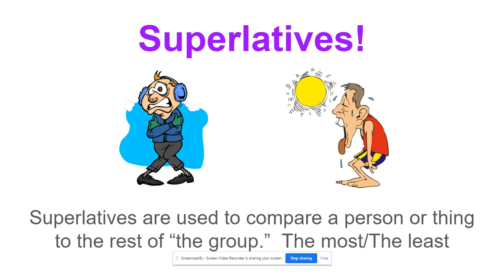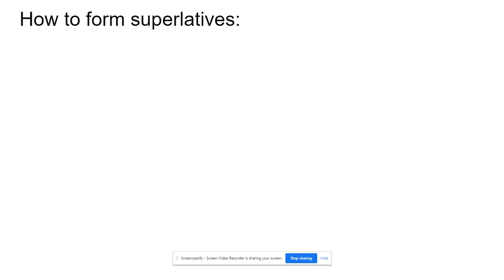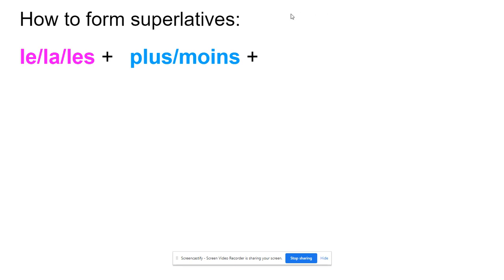We have superlatives in the yearbook, usually with the seniors, like the most athletic, most likely to succeed, and so on. Those are superlatives. All right, so we are going to learn how to form them. So here we go. So we have le, la, les, plus or moins. So are we talking about the most or the least? This is where you would put either plus or moins. Then the adjective, the most what or the least what? What quality are we talking about here?